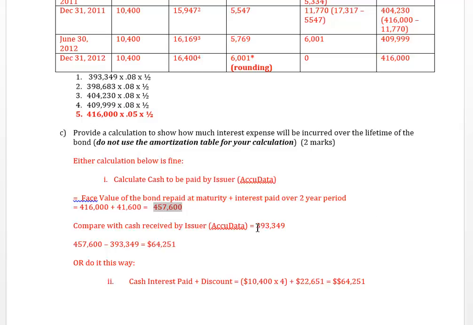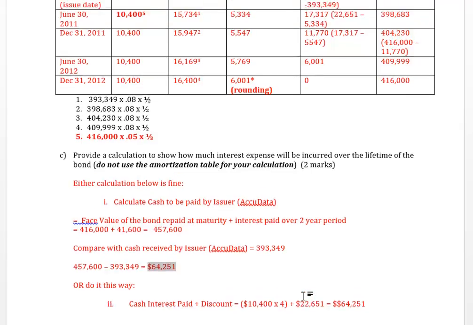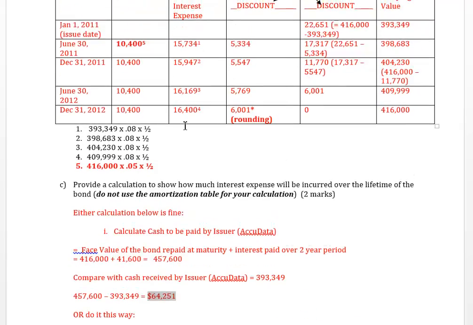But the investor only gave the issuer $393,349. So if the issuer AccuData has to pay back $457,600 and they only got $393,349 from the investor, the difference is the cost of borrowing to the issuer, and that's $64,251. You can verify that now by adding this up, but I wanted you to be able to calculate it without having to do the amortization table, because knowing what it's going to cost to finance the bond is important.